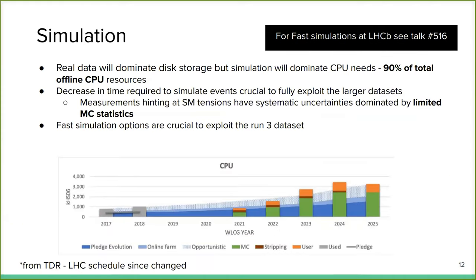So moving a little bit further down the analysis chain, obviously real data dominates our disk storage, but simulation dominates our CPU needs. And in fact, it takes 90% of our total offline CPU resources. So decreasing the time required to simulate our Monte Carlo is crucial if we're going to fully exploit the larger data sets in the upgrade. And indeed, we already have measurements that hint at standard model tensions having systematic uncertainties but are dominated by our limited simulation statistics. So fast simulations are obviously crucial for us in Run 3.